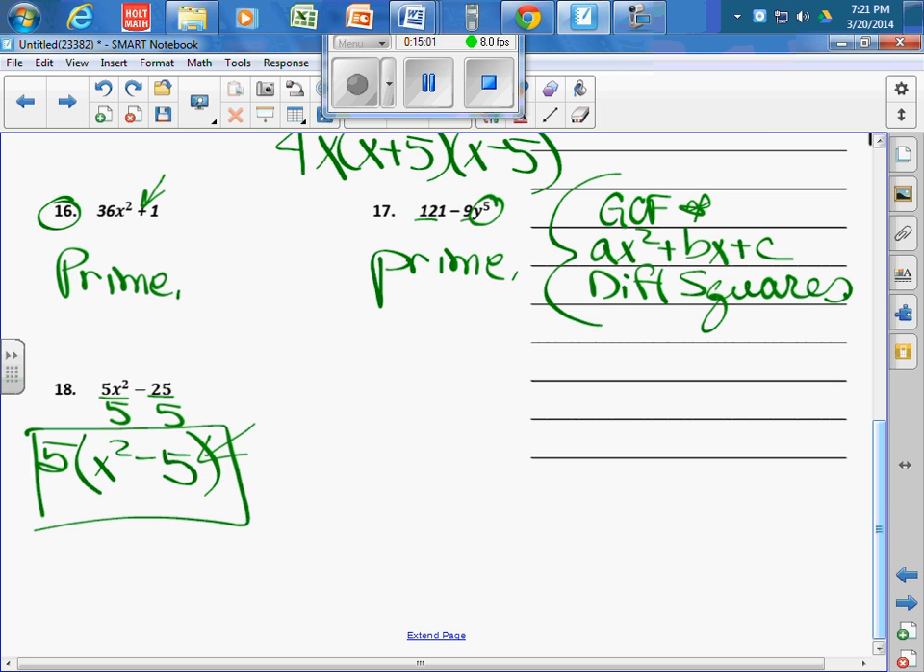Well, that's it for difference of two squares. Very simple. Keep it simple. Make sure the minus sign is written between the two numbers. Factor out your GCF. One's plus, one's minus. You'll have a great time.